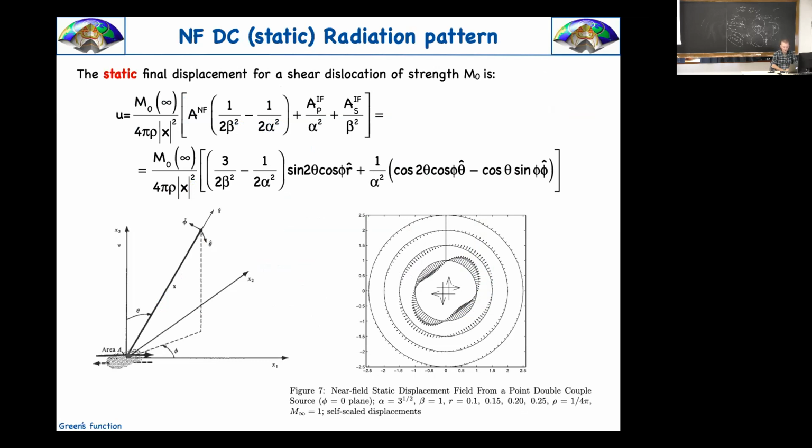On the bottom right, I don't want to enter into the details of this. In the bottom right, you have a double couple, and the arrows left around the double couple with its radiation pattern.